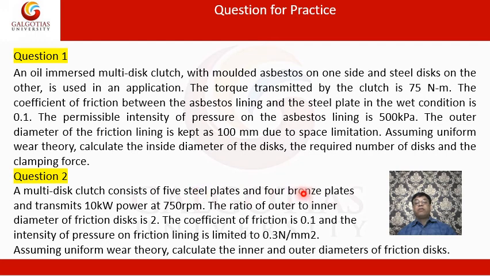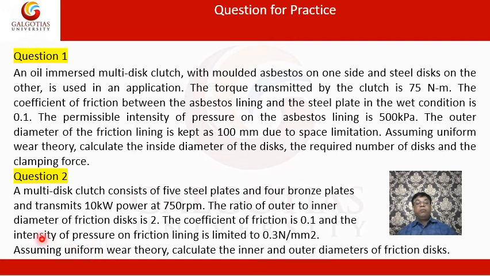So 5 plus 4 is 9. 9 minus 1 is 8. So in this multi-disc there are 8 contacting surfaces, 8 pairs of surfaces. So it transmits this much power at this speed. The ratio of outer to inner diameter of the friction disc is 2. The coefficient of friction is 0.1 and the intensity of pressure on lining is limited.